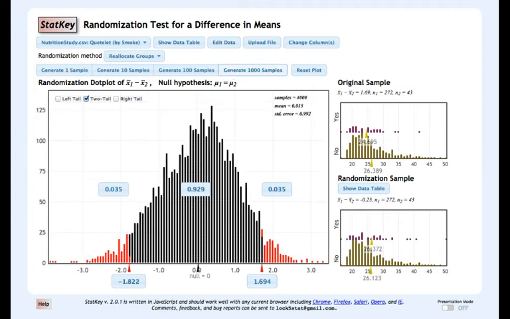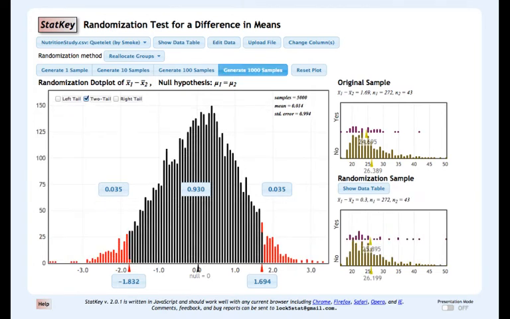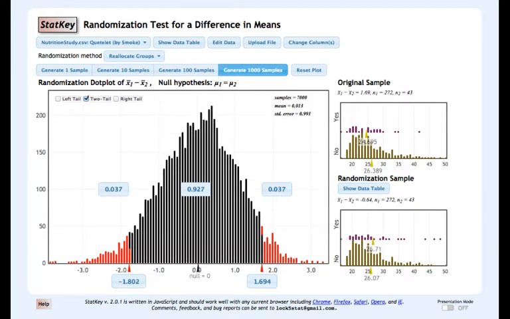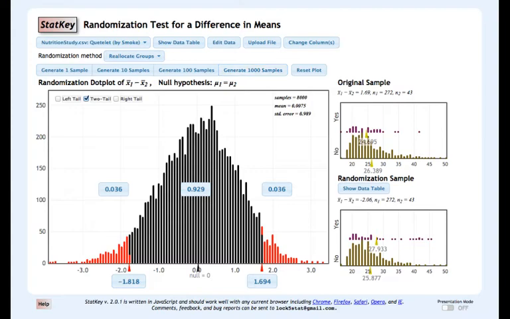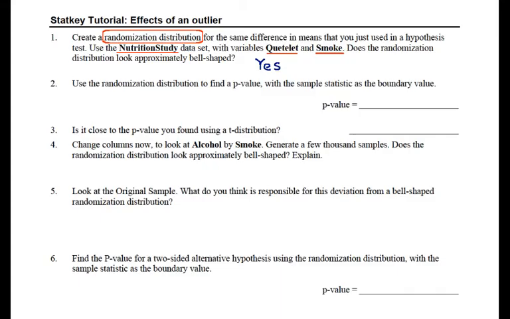I'll generate a few more thousand samples just to see if it has stabilized. Looks like it's getting a little bigger. Okay, it looks pretty close. 0.036 plus 0.036, or simply times 2, gets us 0.072. All right, this is pretty close. We got 0.05 using a t-distribution, so it's fairly close.